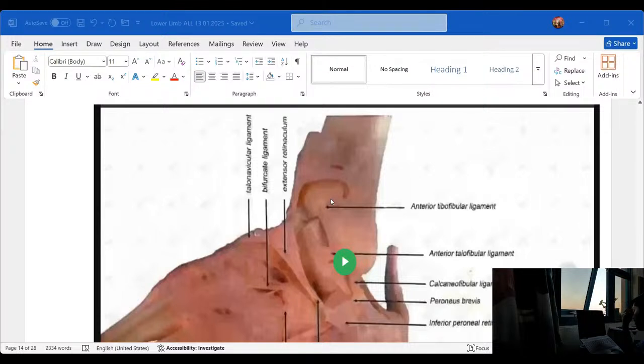Anterior tibiofibular ligament, anterior talofibular ligament, calcaneofibular ligament, peroneus brevis, inferior peroneal retinaculum, extensor retinaculum, bifurcate ligament, talonavicular ligament.